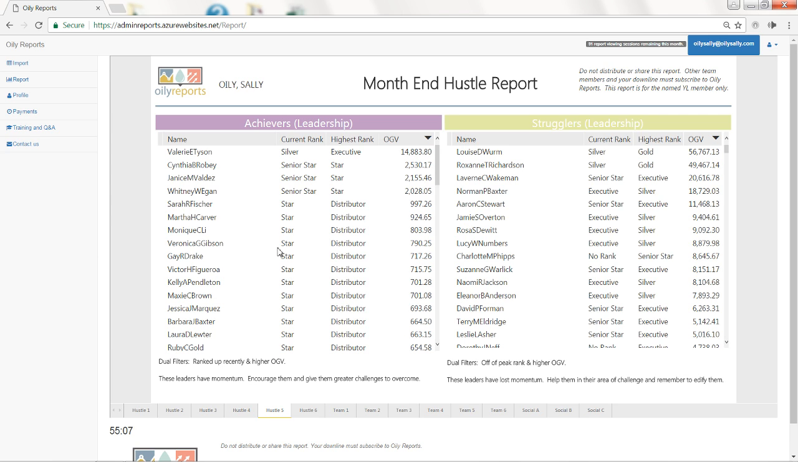The next two are Achievers and Strugglers, and these are individuals that have ranked up recently and have a higher OGV, or they are off of their peak rank and have a higher OGV. Achievers have got momentum. Strugglers have lost some momentum. Some of this lost momentum is natural, but if lost momentum is staying that way over time, you've got to really jumpstart the team and try some new things to boost growth.